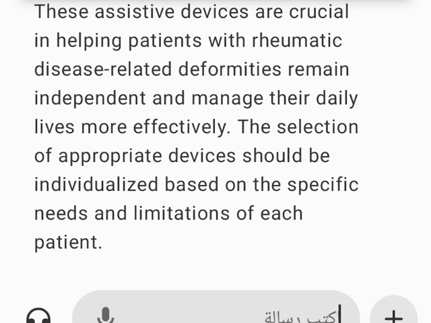These assistive devices are crucial in helping patients with rheumatic disease-related deformities remain independent and manage their daily lives more effectively. The selection of appropriate devices should be individualized based on the specific needs and limitations of each patient.